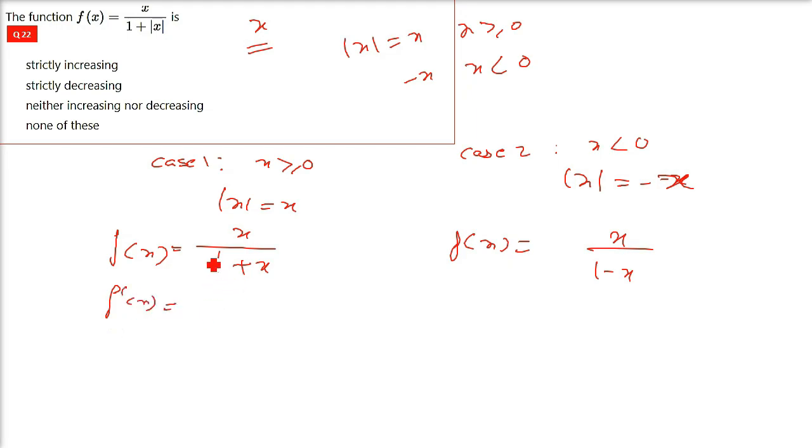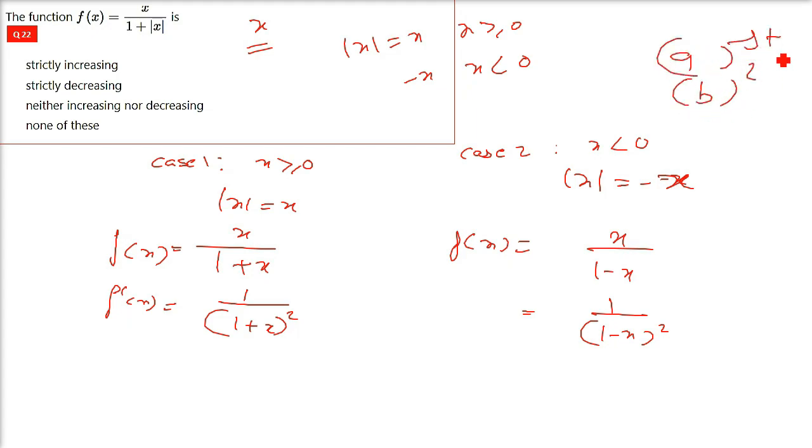Now let us differentiate. You already know the differentiation of x by 1 plus x. We have already completed this in our previous discussion, so I am writing the value directly: 1 by (1 plus x) whole square. f dash x of x by 1 minus x is 1 by (1 minus x) whole square. Now I told you already, if you take any value and square it, it will always be positive. Or you can say not just square, but anything with an even power will always be positive. So you have a square in the denominator, so it is always positive, greater than 0 here, and here also greater than 0.